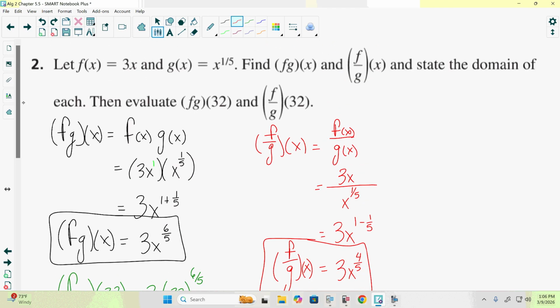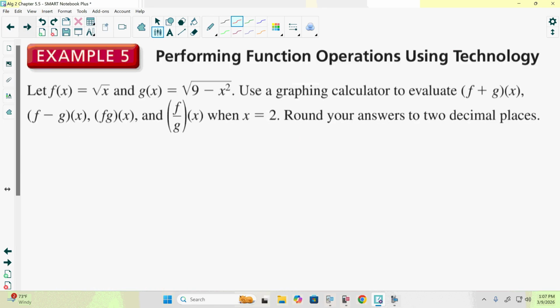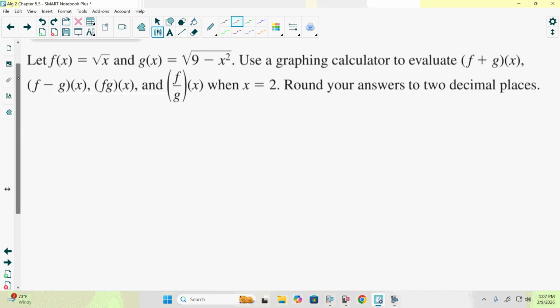And the domain for the product is going to be all real numbers, because x to the 1/5 is a 5th root, an odd root, so it's all real numbers. 3x is also all real numbers. However, for the division, g of x cannot be 0, and the only value of x that would make it 0 is 0, so it'd be all real numbers except 0. We have to exclude it from the domain.